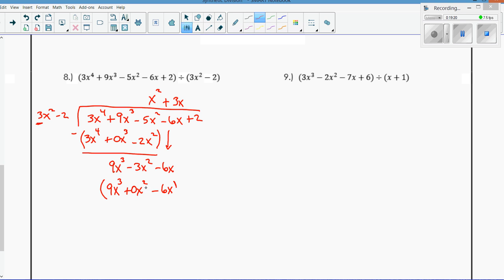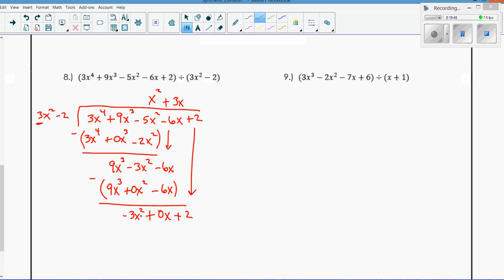Okay, all of this I am subtracting. First terms cancel, so good. Negative 3 minus 0 is just negative 3x squared. Don't forget your negative. Negative 6x minus a negative 6x, so those end up canceling and giving me 0x. Again, I would write 0 just as a placeholder. Bring down my 2. Okay.